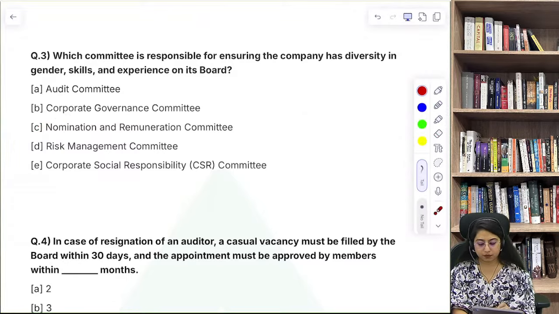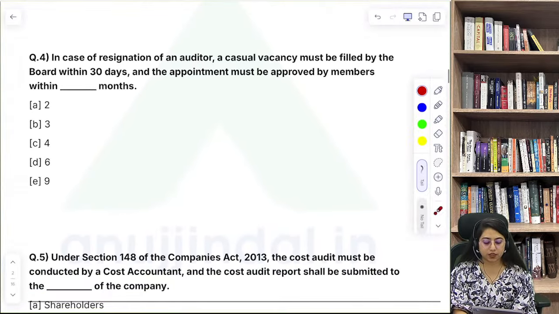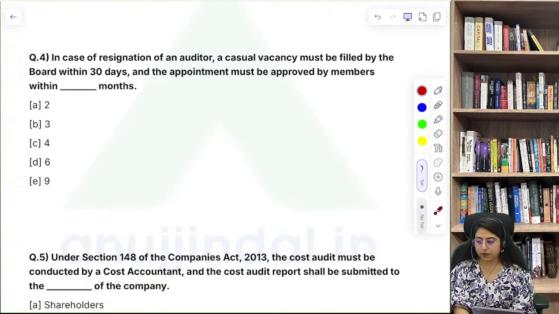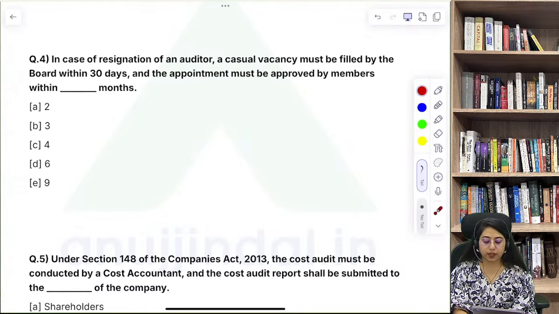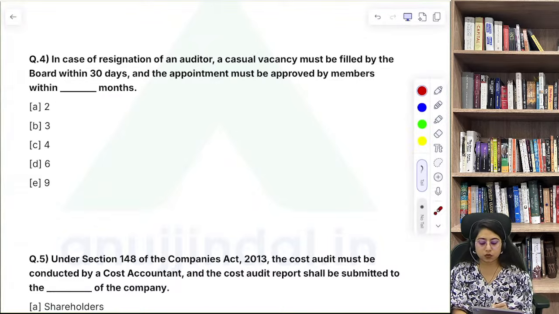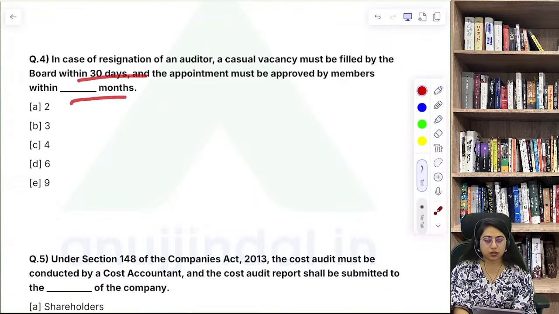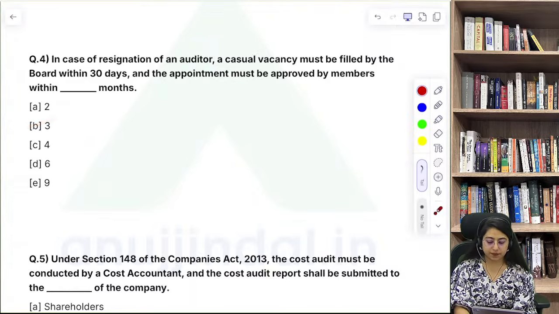Question number 4. In case of resignation of an auditor, a casual vacancy must be filled by the board within 30 days, and the appointment must be approved by the members within how many months? The question could also have been asked for the 30 days, but here they are asking this, and they could have asked both, so be aware. Rahul says option B. Absolutely correct, 3 months.